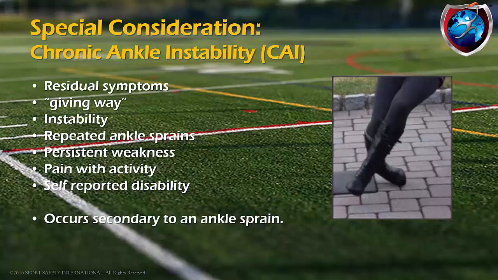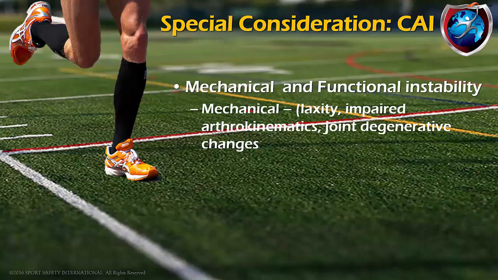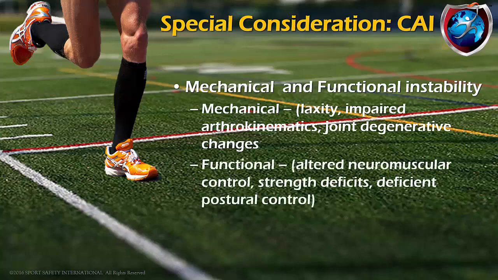Clinicians need to understand the potential link between CAI and ankle injury. Additionally, repetitive injury and other symptoms associated with CAI may lead to premature osteoarthritis. Two primary components of CAI are mechanical instability, including laxity, impaired arthrokinematics, and joint degeneration, and functional instability, which includes altered neuromuscular control, strength deficits, and deficient postural control.